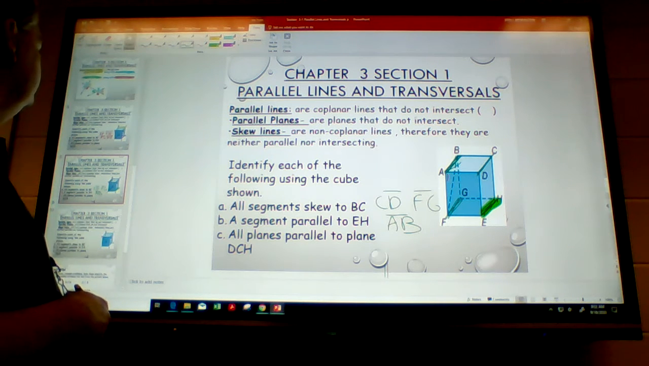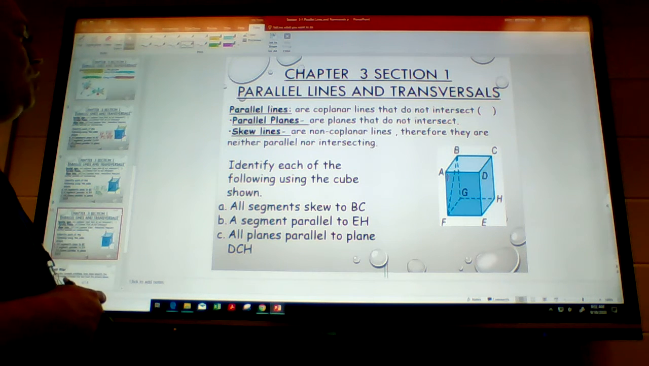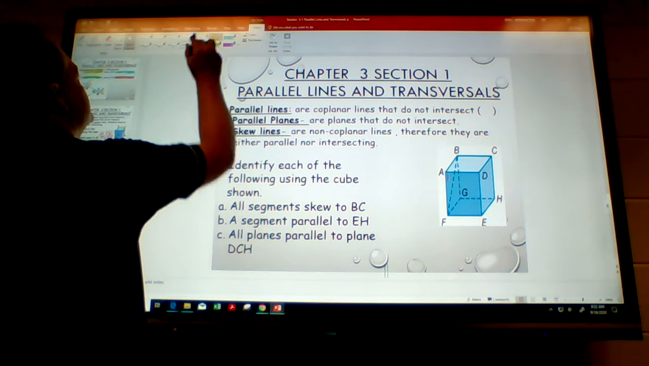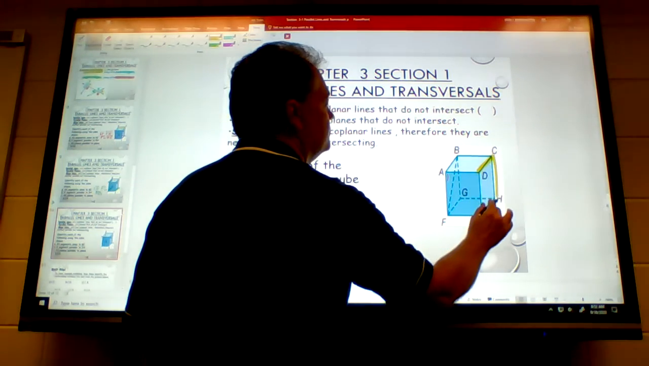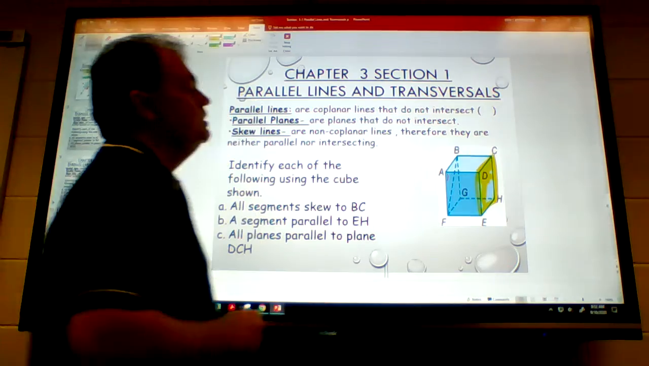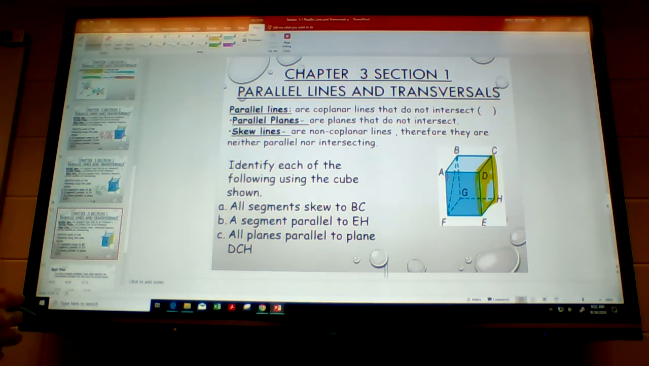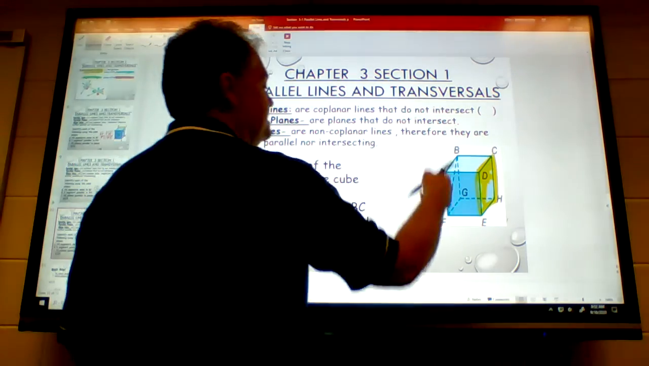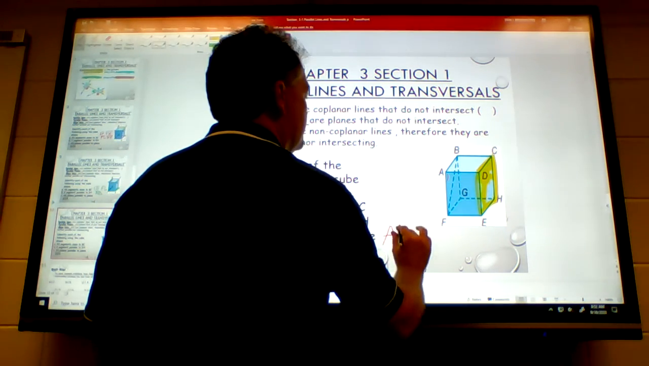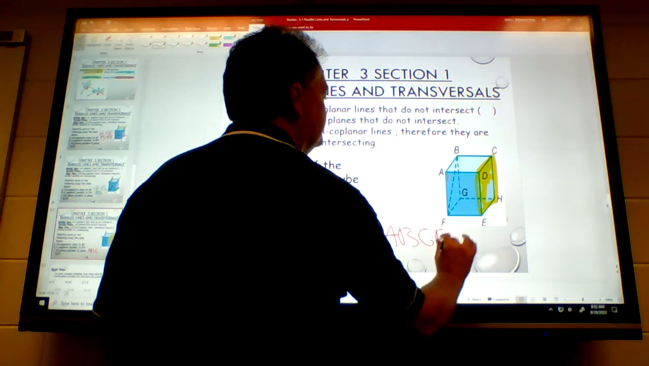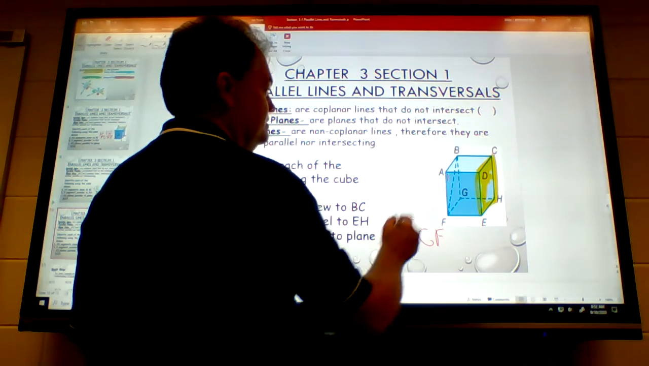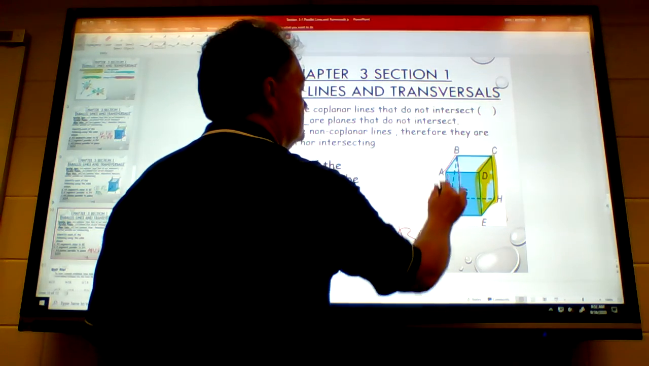And then, all planes parallel to plane DCH. Well, DCH is this plane right here. Which planes are parallel to it? Well, there's only one plane that's parallel to it, and that's plane ABGF. That's the only one in this diagram that is parallel to it. So it's going to be this one right there.